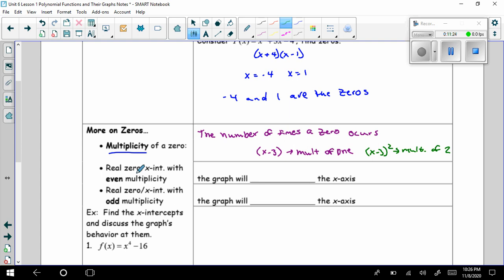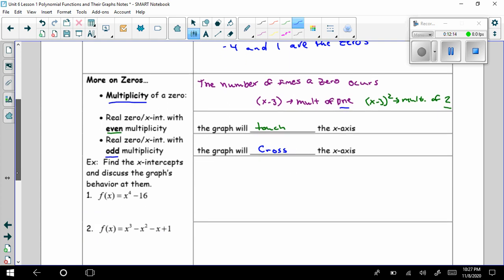Now with multiplicities, that also tells you what a graph will do at that point. So if your real zero, x-intercept, has an even multiplicity, so it has a multiplicity of 2, for example, the graph will bounce, or I guess a better word for this sentence is touch the x-axis, but not cross all the way through. So it'll just touch it. If it is odd, so if you have a multiplicity of 1 or 3 or something like that, the graph will cross the x-axis. It will go all the way through it and continue going.